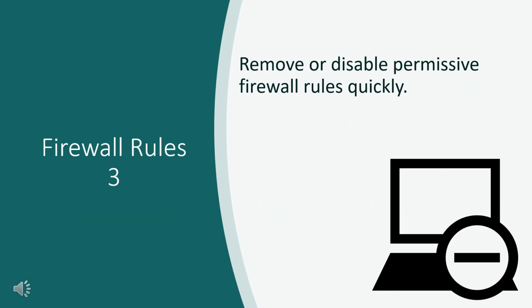The last rule would be to remove or disable permissive firewall rules quickly when they're no longer needed. The fewer options you must manage, the easier you'll find it to update when required. And stopping old connections when they're no longer needed removes that potential access from being a security risk.